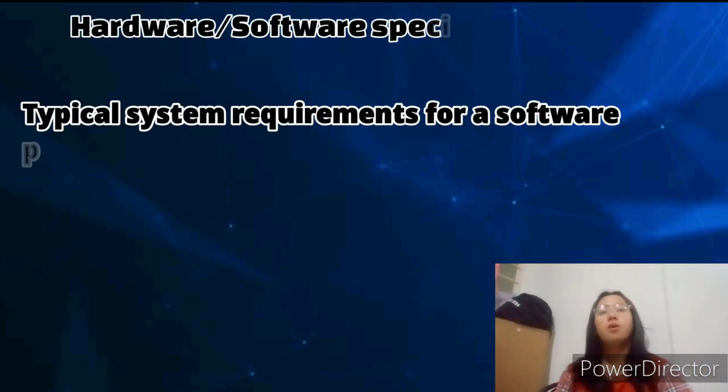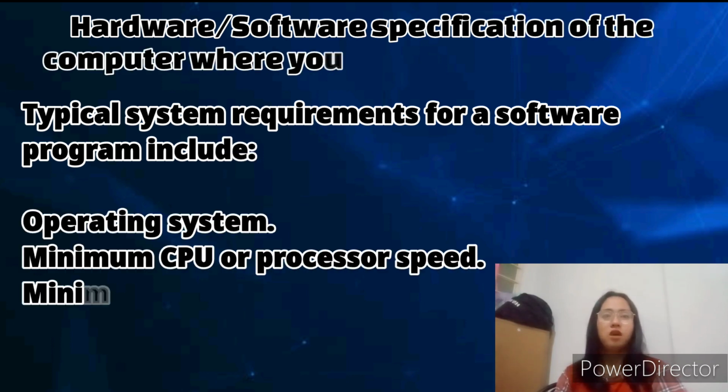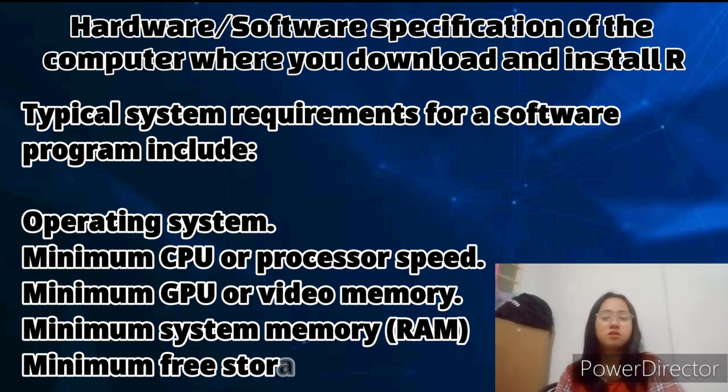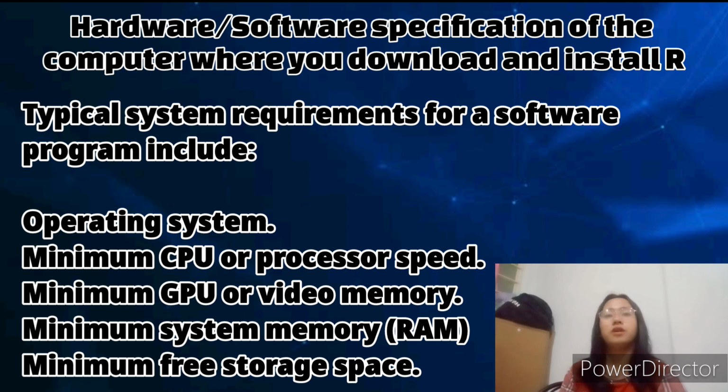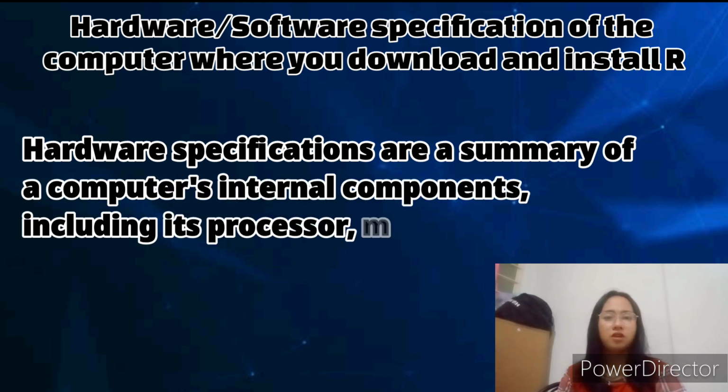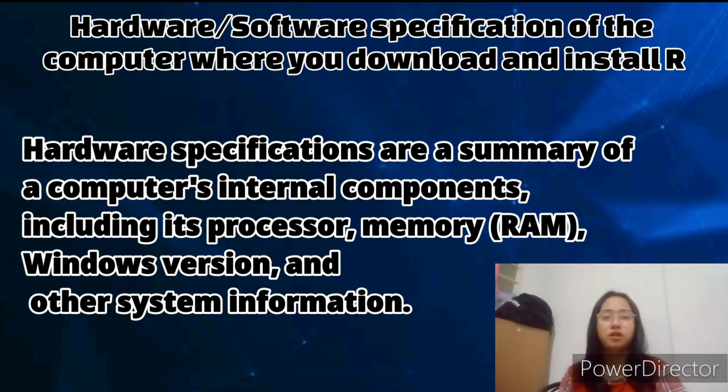For number three, what are the hardware or software specifications of the computer where we download and install R? Typical system requirements for a software program include operating system, minimum CPU or processor speed, minimum GPU or video memory, minimum system memory or RAM, and minimum free storage space. On the other hand, hardware specifications are a summary of a computer's internal components, including its processor, memory or RAM, Windows versions of course, and other system information.